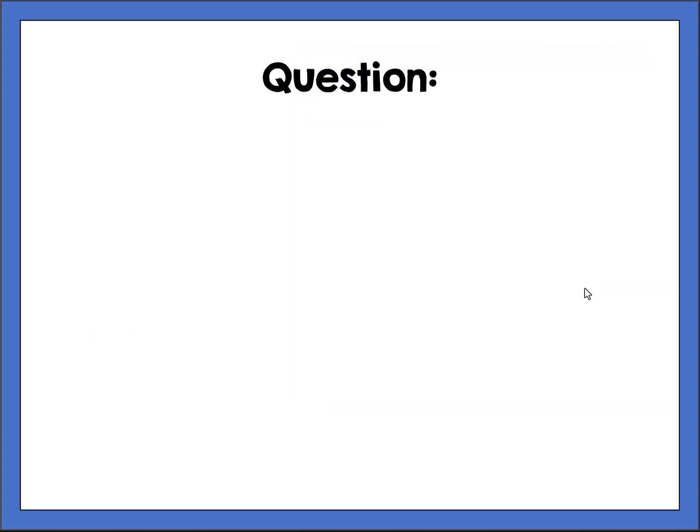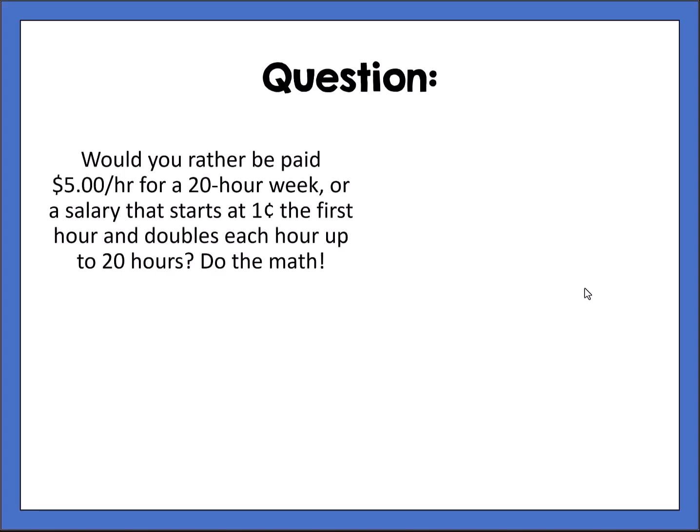So while we're discussing population growth, here's a question posing to you. Would you rather be paid $5 an hour for a 20-hour week, or a salary that starts at 1 cent the first hour and doubles each hour up to 20 hours? So straight $5 an hour for 20 hours, or 1 cent the first hour and then doubling every hour up to 20. So let's do the math.